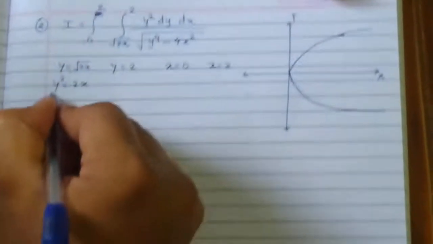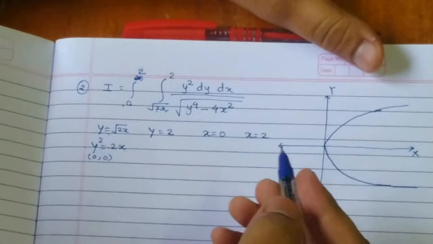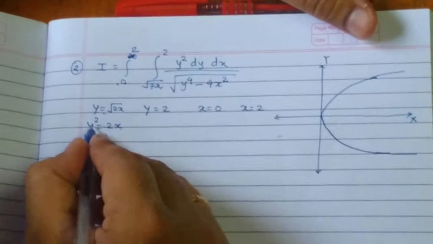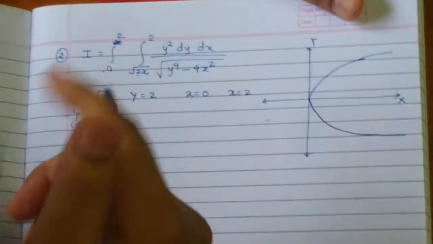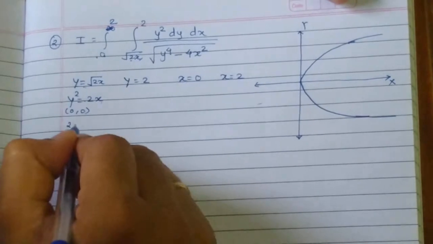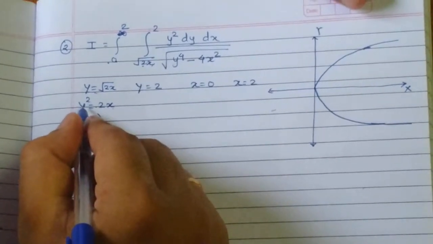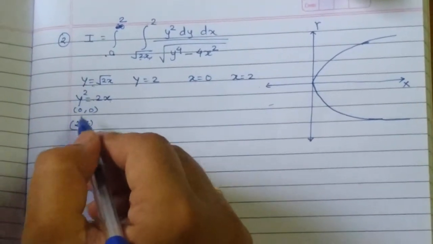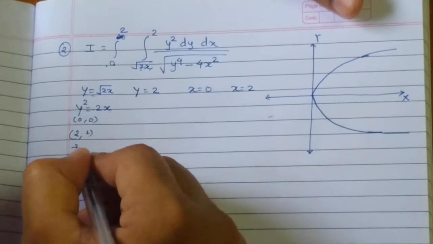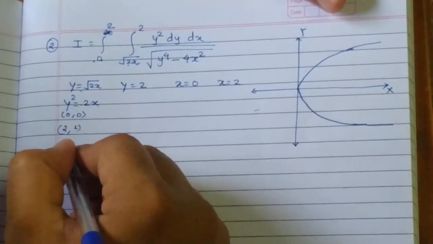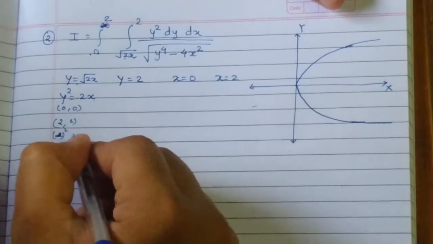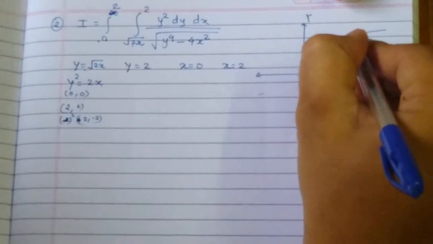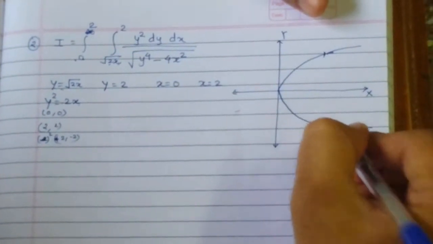Of course its vertex is at 0, 0, and if you want to get a few more points, you can take y equal to 2, then y square is 4, divided by 2, so the point will be 2 comma 2. The second point, y equal to minus 2, minus 2 square is again 4, so we have 2 comma minus 2. So 2 comma plus 2 will be here and 2 comma minus 2 will be on this side.